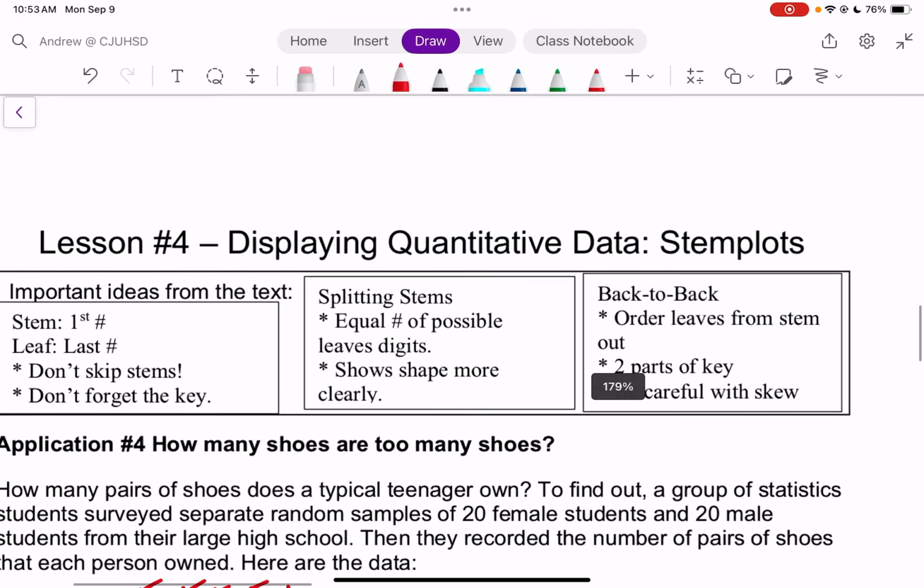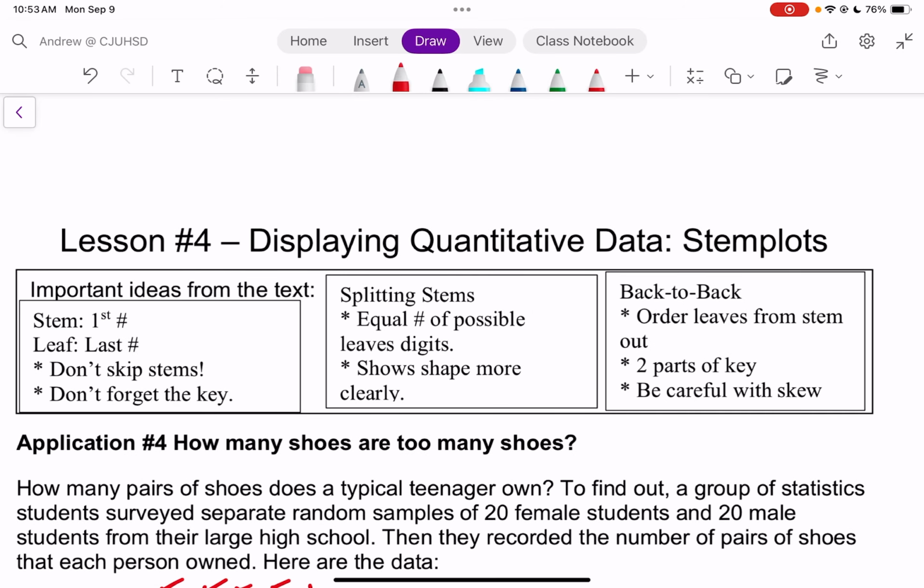When we split the stems, we have an equal number of possible leaves digits. So in other words, when we split the single digits, we went 0 through 4 and 5 through 9. That's an equal number of numbers. See, 0, 1, 2, 3, 4, that's 5 numbers. And 5, 6, 7, 8, 9, that's also 5 numbers. And the reason you might want to do it is it might show you the shape more clearly.